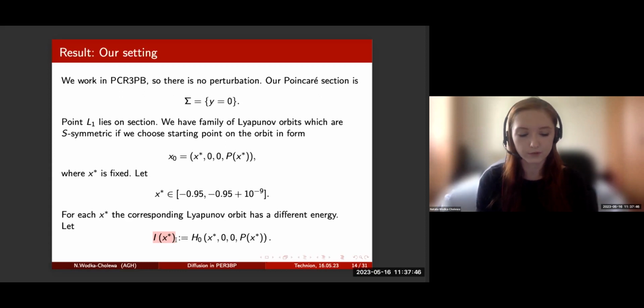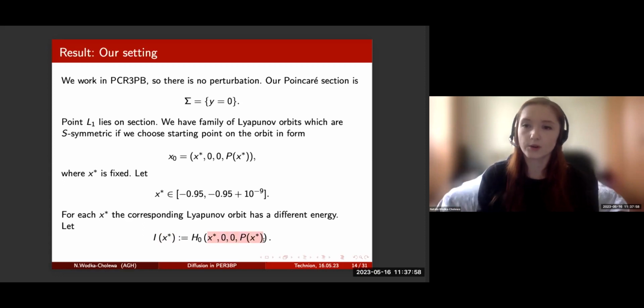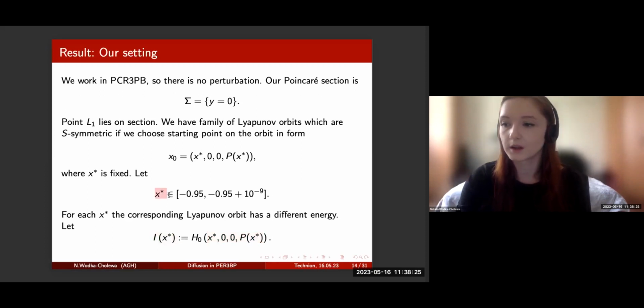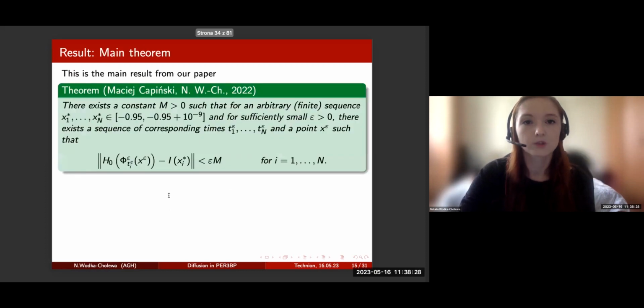So this function I will be depending on this value, and we put our point in the Hamiltonian, of course, of the unperturbed system, and we calculate the energy level. So for some value x star, we can calculate our energy level like this, taking the starting point, because on the other points on the orbit the energy level is the same, so you can calculate it at the starting point. It doesn't really matter for us. Okay, so we know how to calculate energy. We have our interval, our values, everything is set. Okay, so this is the result.